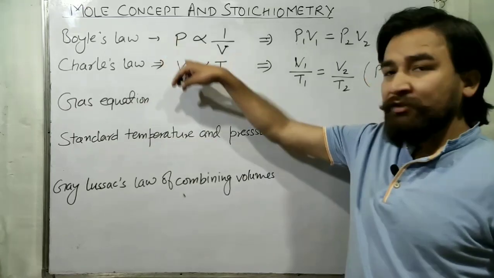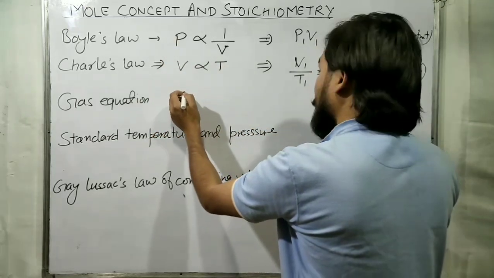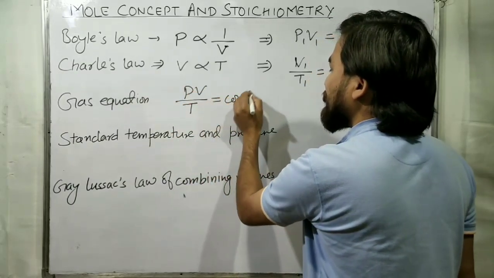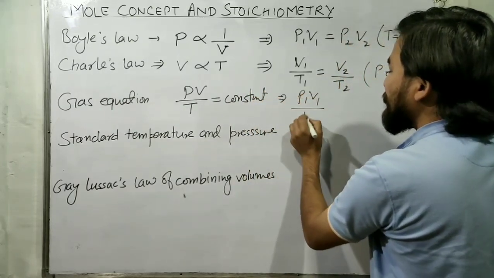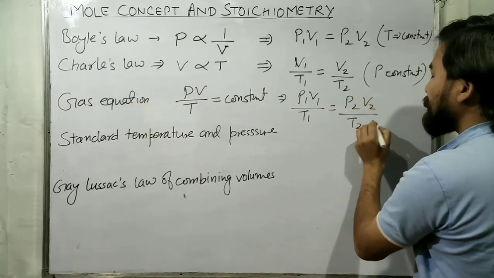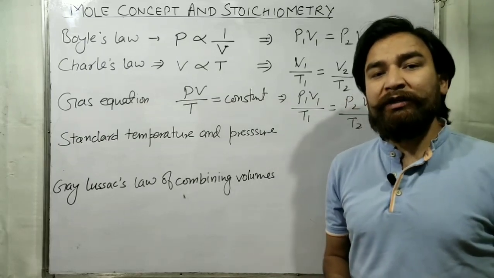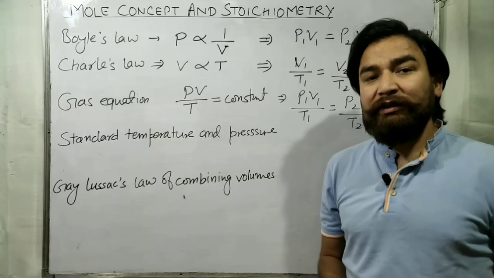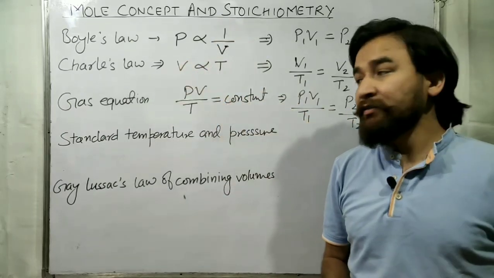Now from these two expressions we get the gas equation, that is PV by T is constant. So you can say P1 V1 by T1 is equal to P2 V2 by T2, that is always constant. So the ratio of PV by T is always constant for a given gas. So this is what we have studied in class 9.